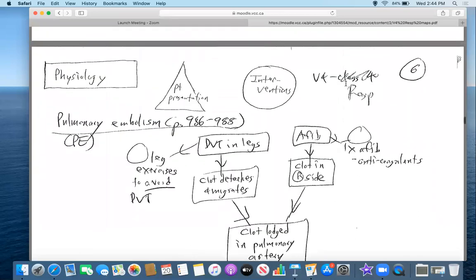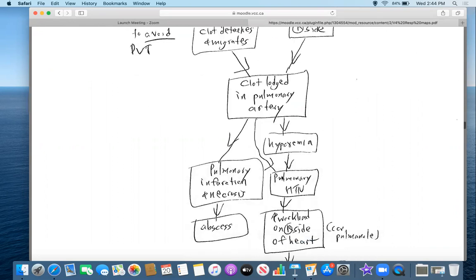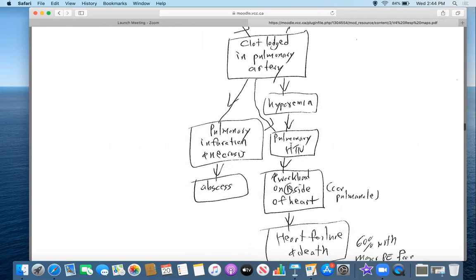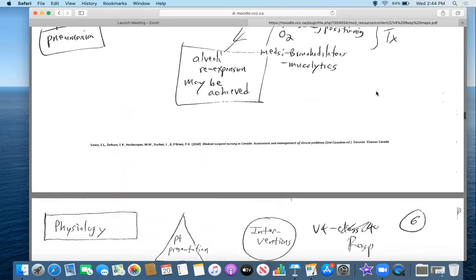And for people who like the mapped version of things, you've got it right here. You get a clot. This is talking about how you get the clot. It can come from the heart, it can come from the legs. It ends up in the pulmonary artery, and you've got all this pressure that the heart has to push against that could cause failure. You are responsible for these maps.